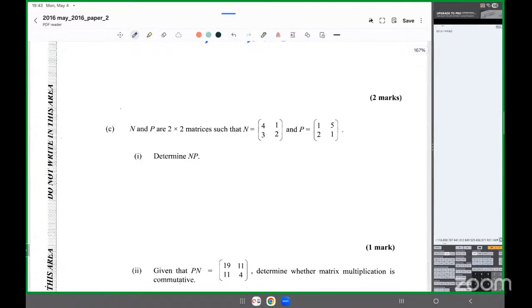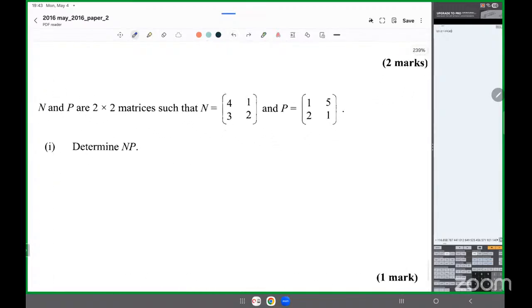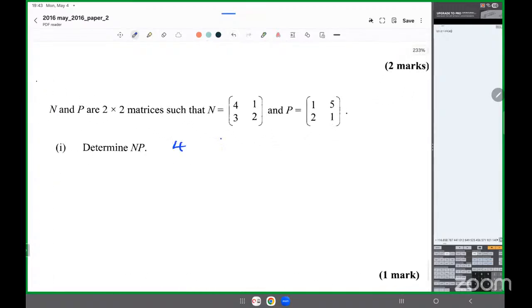N and P are two 2 by 2 matrices. I want us to multiply these two matrices. We're going to go through the process. So it's (4, 1, 3, 2) times (1, 5, 2, 1).